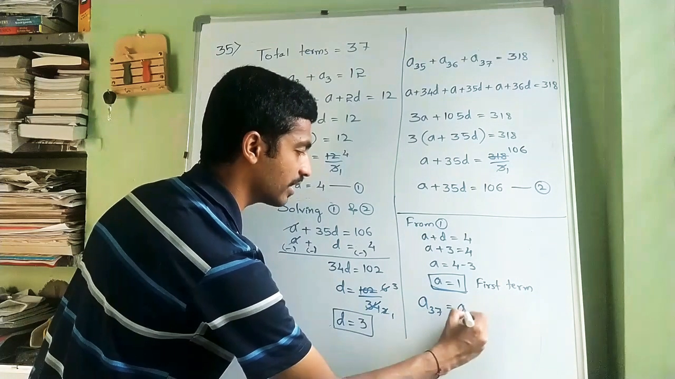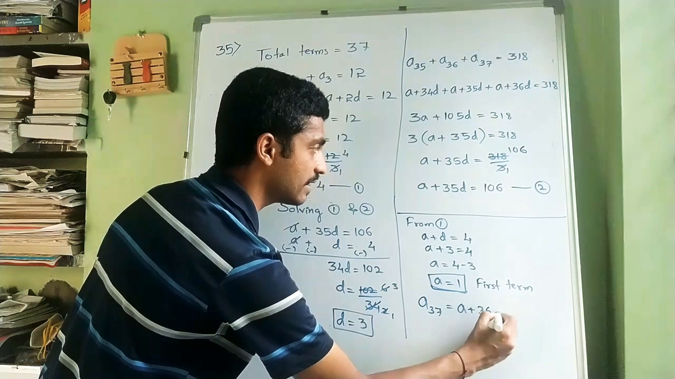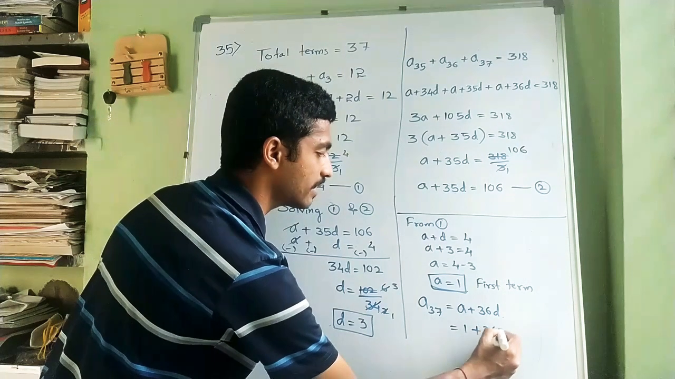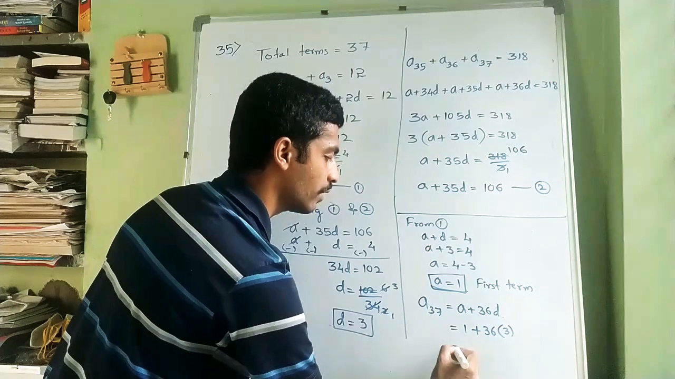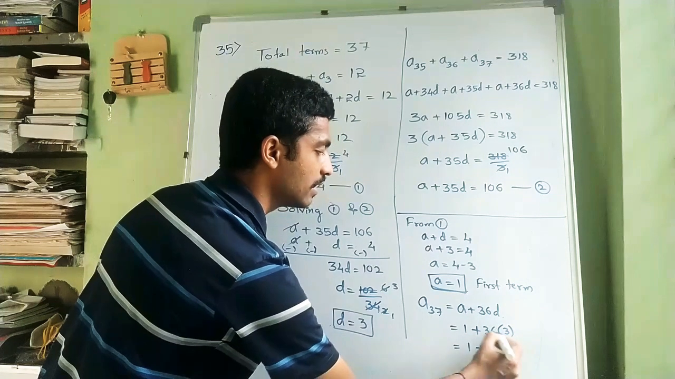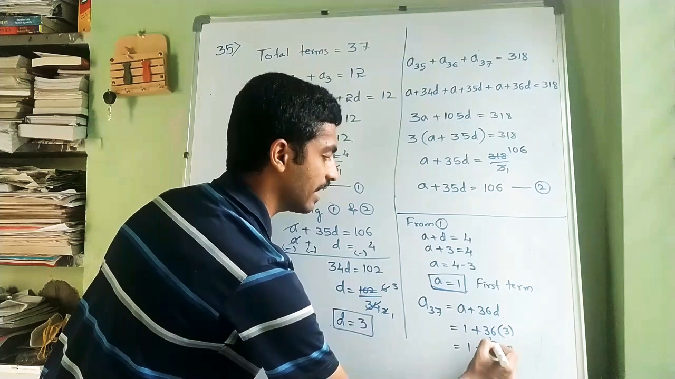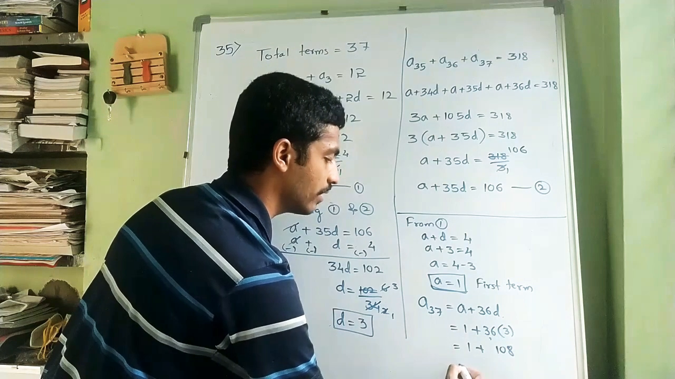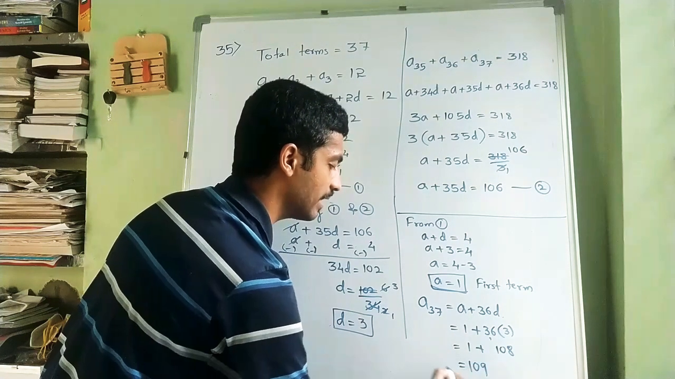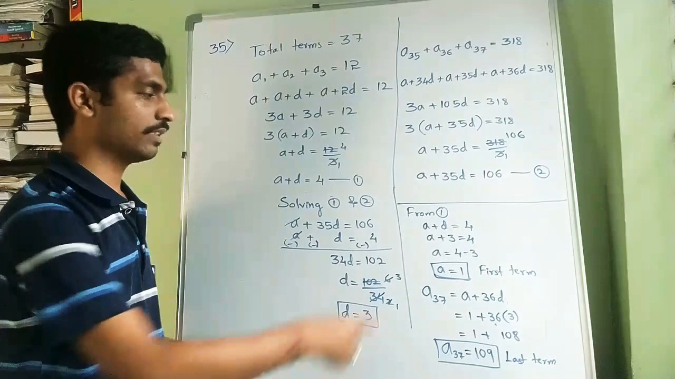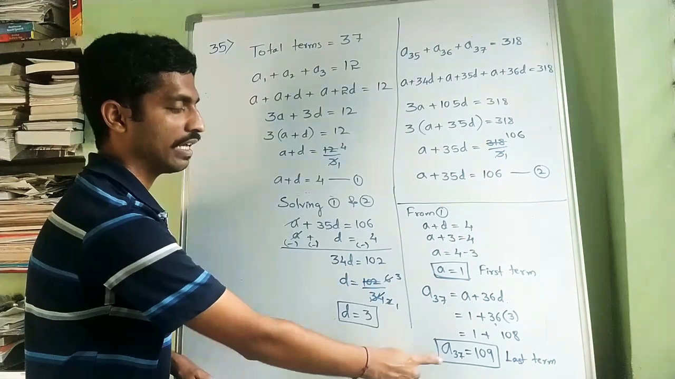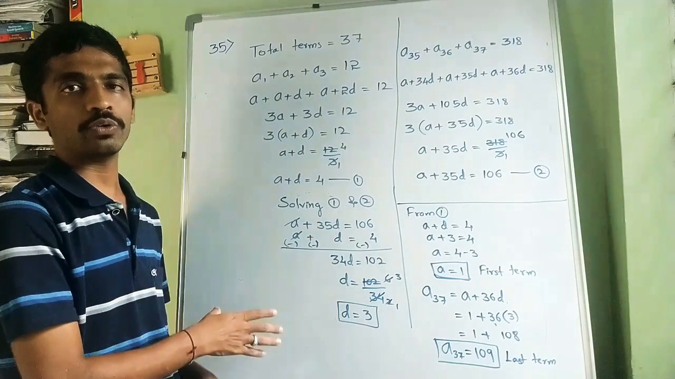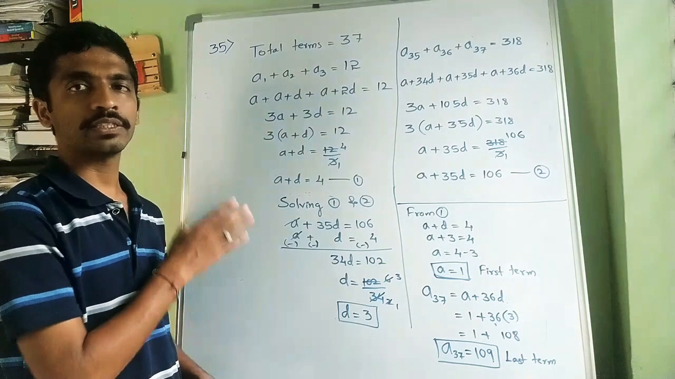So how to write in shortcut? A plus 36D. Okay, A means 1, 36 into D is 3. So it becomes 1 plus 3 6s are 18, carry 1, 3 3s are 9, 9 plus 1 is 10. Okay, so here we will get 109. This is our final answer. First term is 1 and last term is 109. Okay, so like this you have to solve neatly step by step.